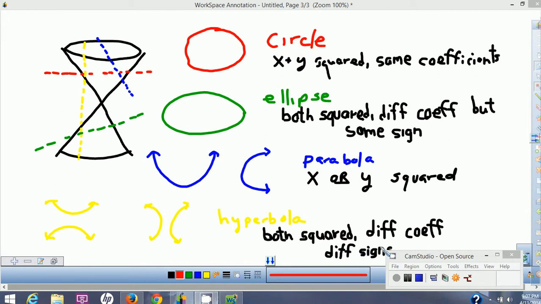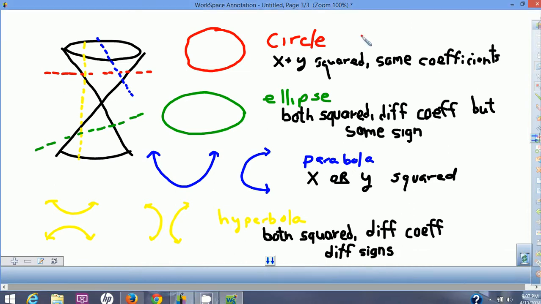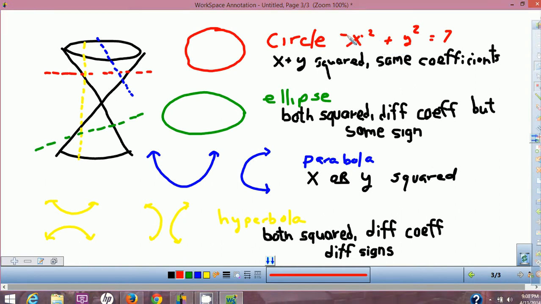Now, what do I mean by that? Well, let's look at what these equations are going to look like. If I've got a circle, my equation might look something like x squared plus y squared equals 7. I'm saying that the x is squared, the y is squared, they both have the same coefficient. They both have a 1. Now, that coefficient could be anything. You know, I could have a 7 here and I could have a 7 over here. It doesn't really matter as long as they have exactly the same coefficient.